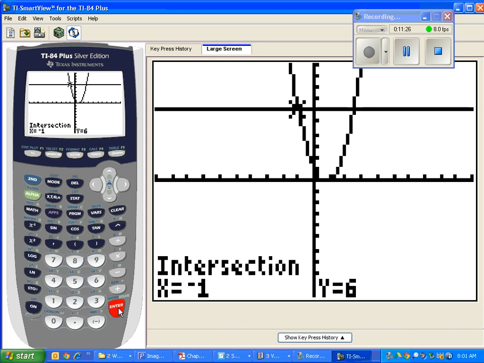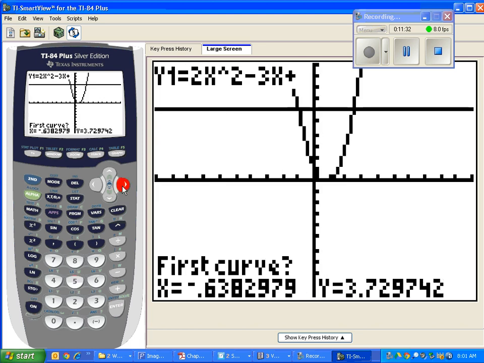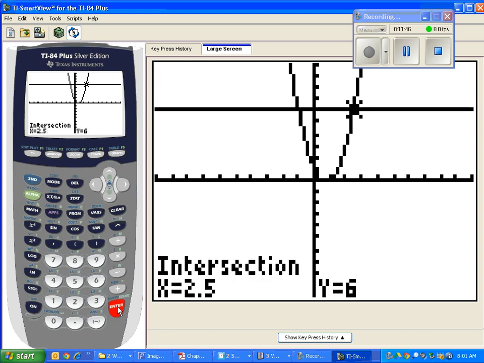We can get the other one by doing the same. Press second calc, option 5, intersect, and this time I need to get close to that right point of intersection. So you see I'm arrowing over to the right a little bit. I'll press enter, and then enter again. And then yes, I'd like you to guess, calculator. And your other option when you factored hopefully was 2.5.